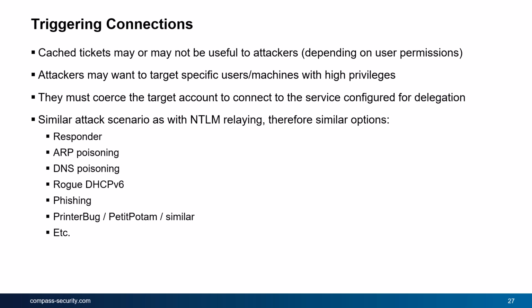So we can use the Responder tool to poison ARP requests, or we can attempt to do DNS poisoning. We may set up a rogue DHCP server. We can attempt to phish users with links to connect to our system, or we can use various well-known mechanisms like the PrinterBug or PetitPotam and similar features to trigger systems or core systems to connect back to our machine. One specific example I would like to demonstrate here is the PrinterBug.